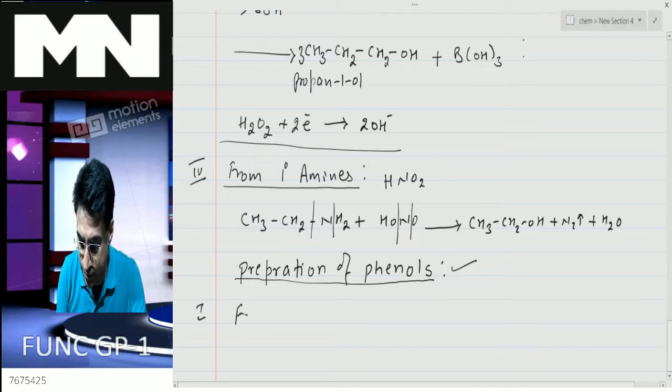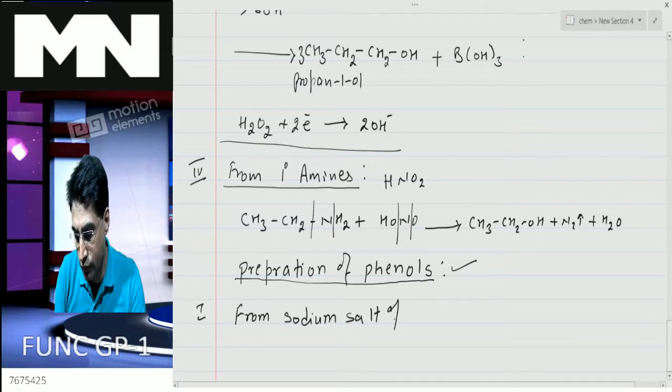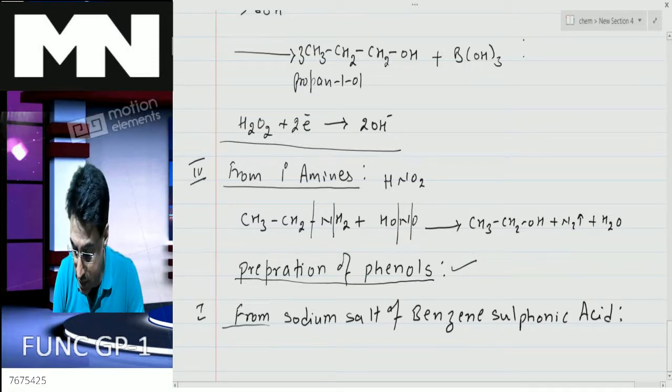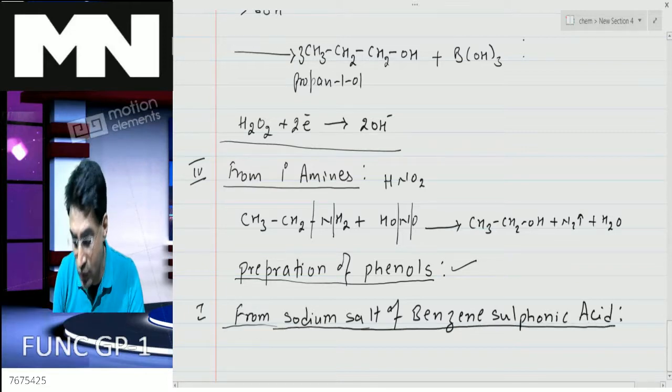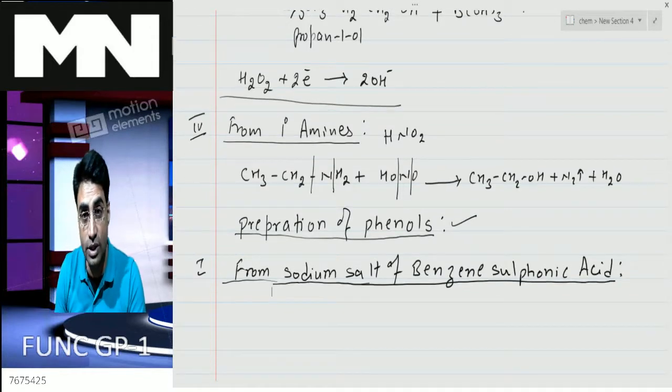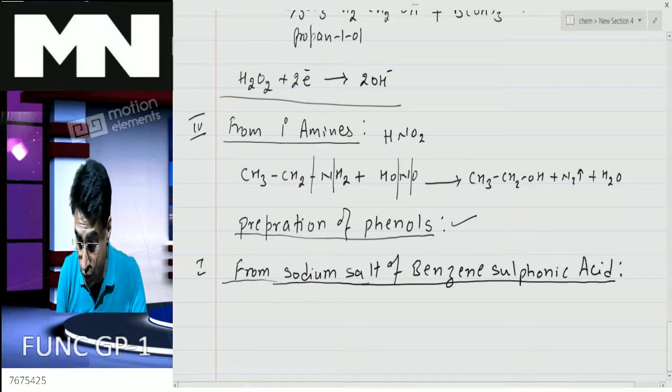The first method is from sodium salt of benzene sulfonic acid, that is sodium benzene sulfonate. Well, I'll not start with sodium benzene sulfonate. I'll start from benzene because the question is framed like that in your textbook.